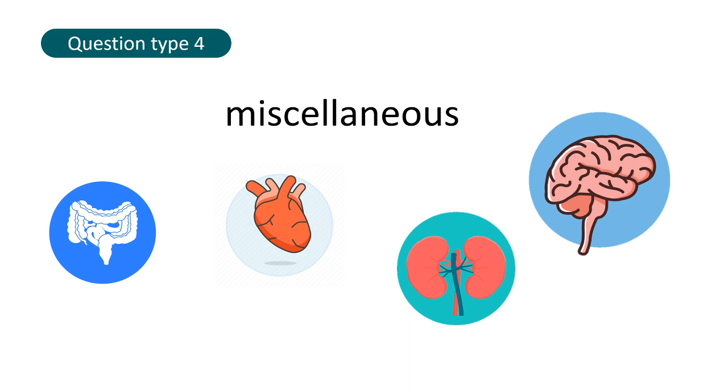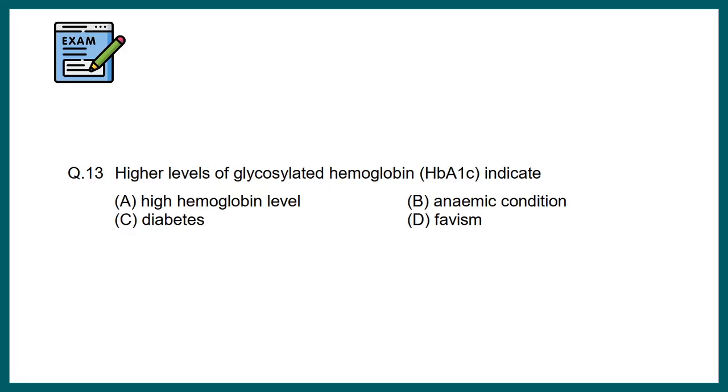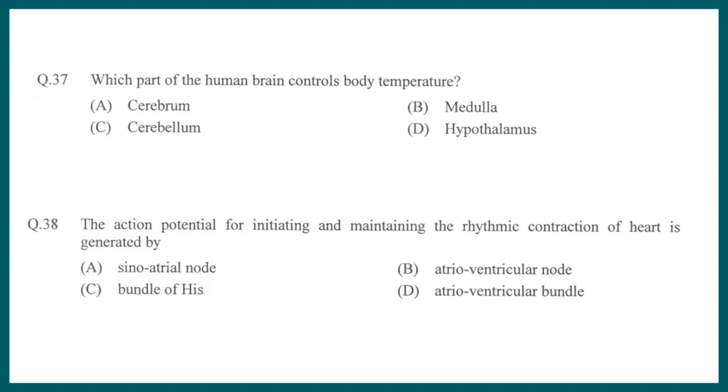Okay, so let me show you some random question. For example, a higher level of glycosylated hemoglobin in blood is indicative of which disease? So it's kind of like a disease and physiology related question. It would be diabetes, right? You can check the video regarding that in the I button. Okay, then which part of the human brain controls body temperature? Cerebrum, medulla, cerebellum, hypothalamus, right? Again, the answer would be hypothalamus.